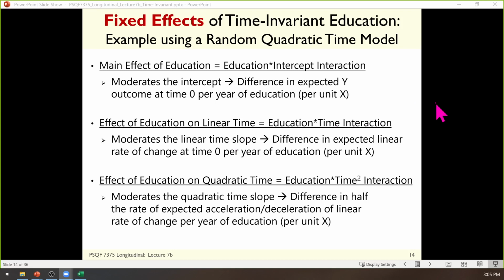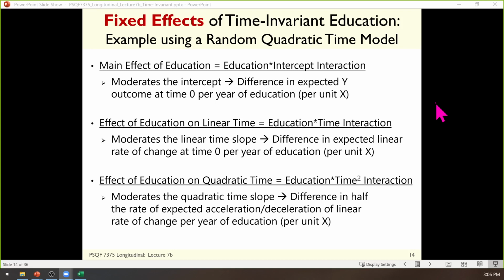So what would a time invariant predictor then look like in the models that we've been talking about? For a point of reference, let's use a random quadratic time model. So a model where each person gets their own intercept, their own linear time slope, and their own quadratic time slope. Because people differ from each other in 3 ways, there are 3 things that any time invariant predictor could do. So if I use education as a time invariant predictor, I'm thinking about a study of adults or older adults where education would be like they're done, they're not going back to school.